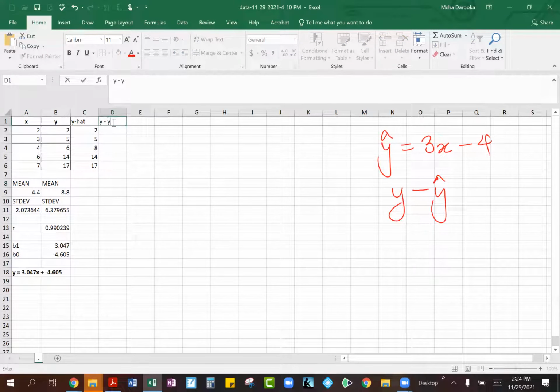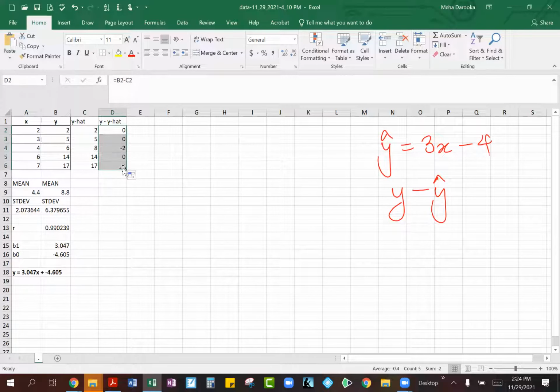Y minus Y hat. So literally take the number from your Y column first, because that's the original Y value, minus the Y hat we just calculated. So Y minus Y hat is going to be your second one. And of course, 2 minus 2 is going to give us 0. 5 minus 5 will give us 0. 14, 17, all the same. Only the difference was right here. You had 6 and 8.